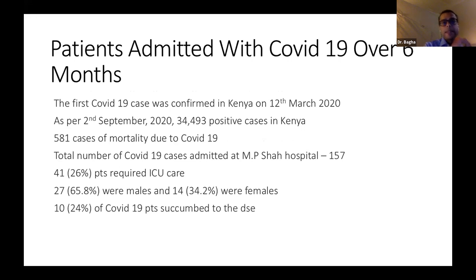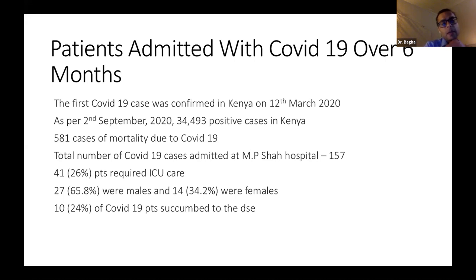So I'll share with you the data that I have collected for patients admitted with COVID-19 over 6 months at the MP Shah Hospital. Now, this is the background. The first COVID-19 case was confirmed in Kenya on the 12th of March 2020. As of the 2nd of September 2020, we had 34,493 positive cases in Kenya, out of which we had 581 cases of mortality due to COVID-19. The total number of COVID-19 cases admitted at the MP Shah Hospital currently is 157, out of which 41 patients have required ICU care, which is 26%.